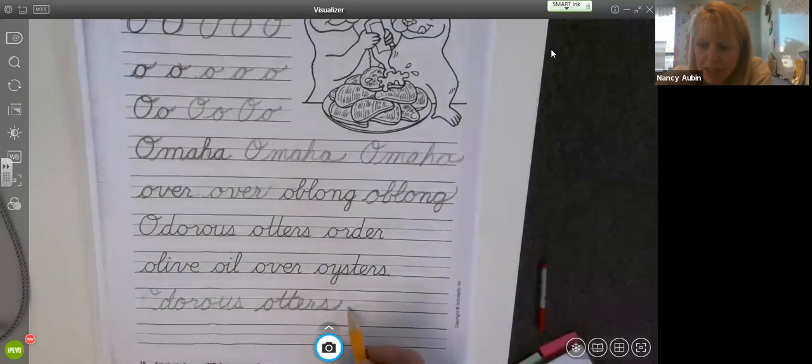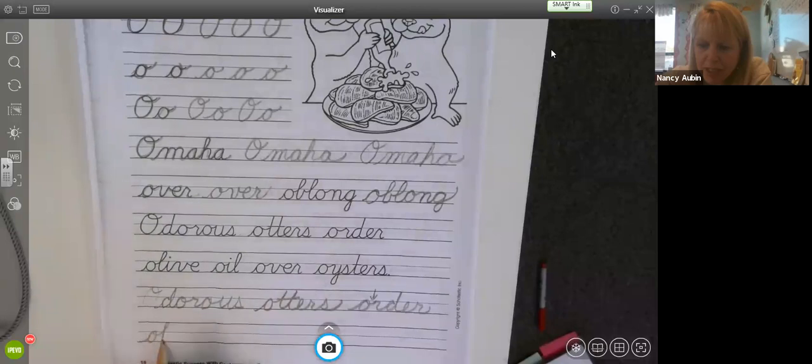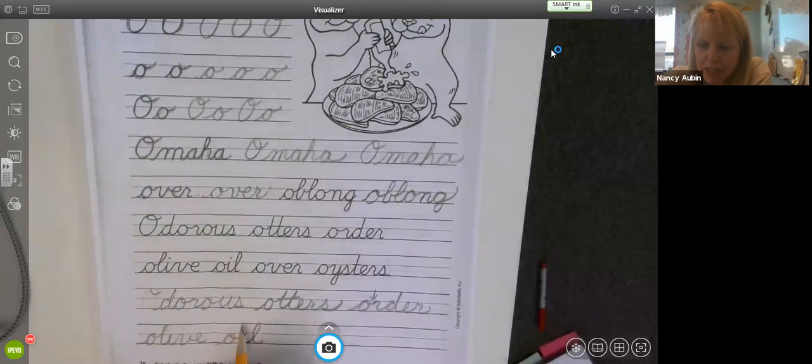Odorous otters order. You have another weird connection between your O and your R. Keep that bridge up high. Olive. Oil. Here we go with that O to the I. Keep it up high. Don't forget to dot your I.